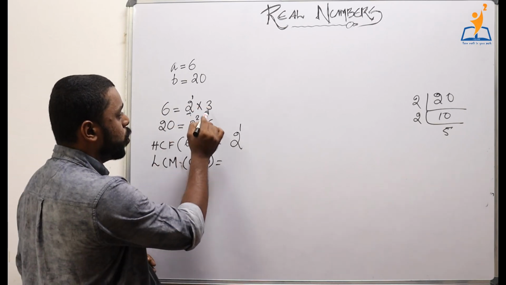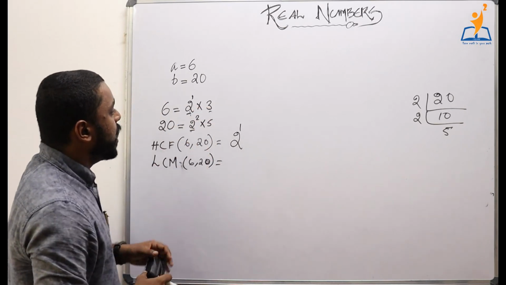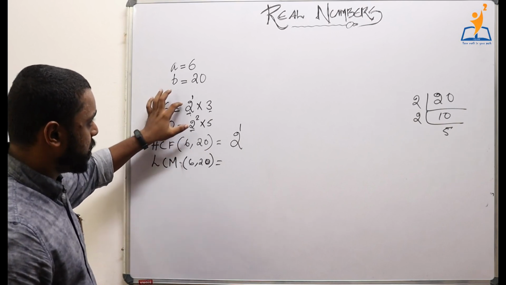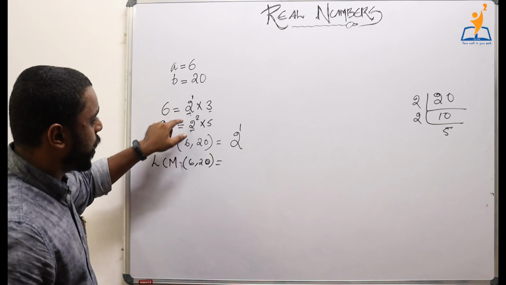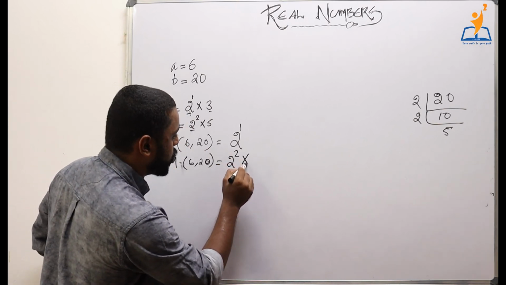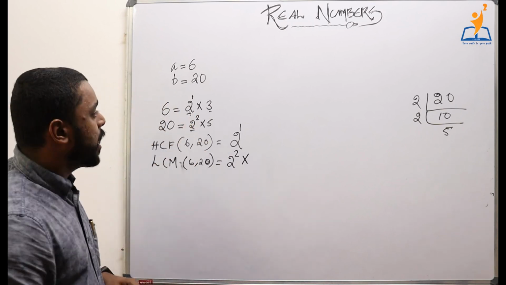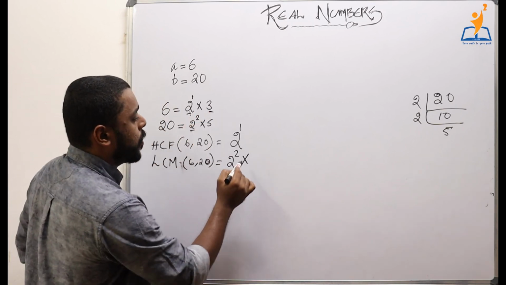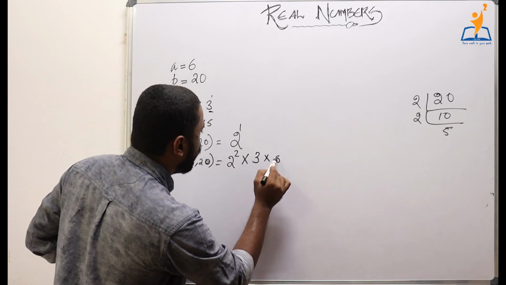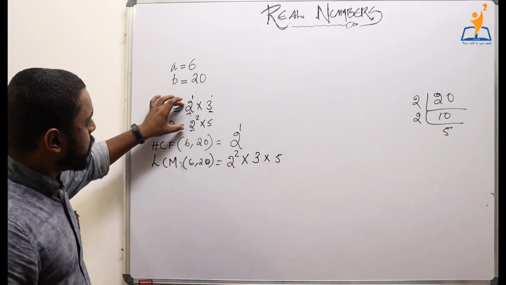Here we have 2, 3, 2 and 5. If the primes are occurring in a common way, that is, here 2 and 2 are common, then choose the one with the highest power, 2 square, into. If it is not common, then choose the one with the highest power in any expression, that is 3 into 5. Here 2 is common.